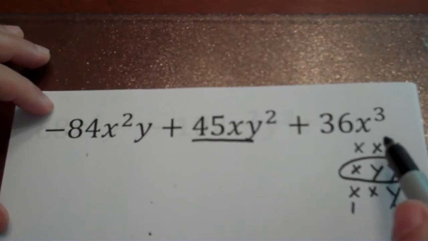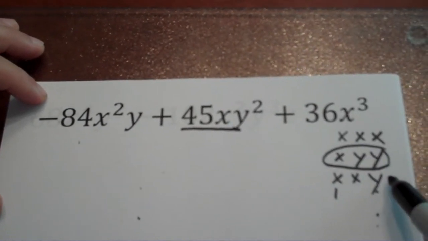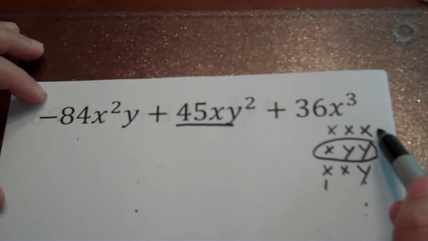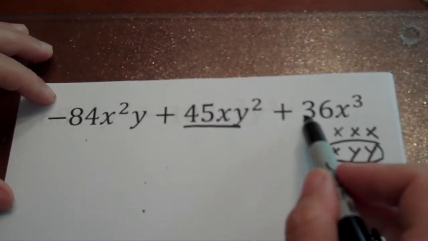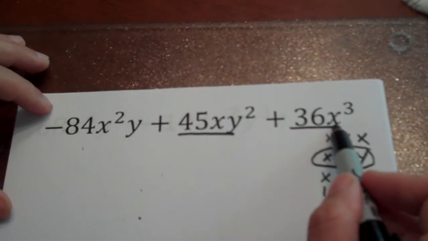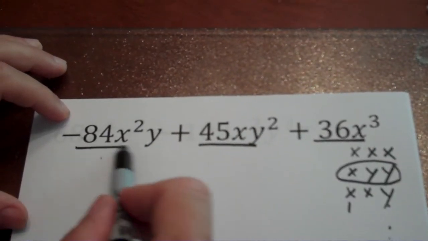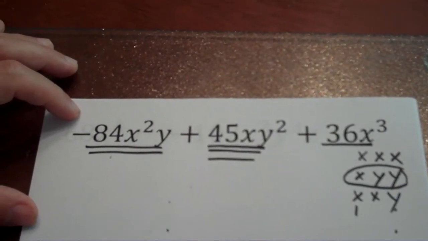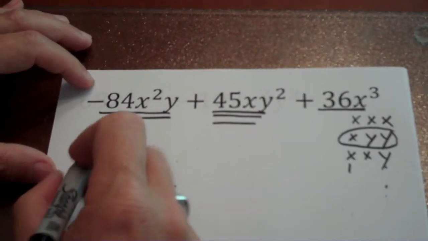There's still a tie, though, between the first and the third. So we have to go clear to the third variable, if you will. And x comes before y, so this would be our first term, this one would be our second term, and this one would be our third term. So let's go ahead and write this in the proper order.